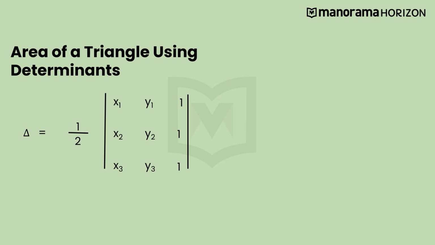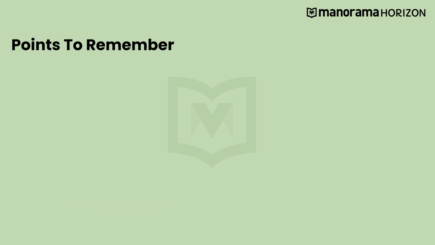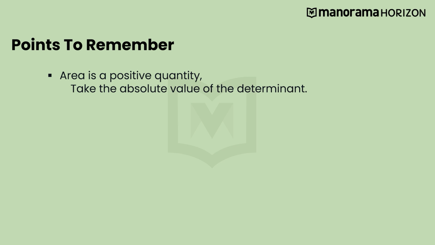Now expand the determinant along column 1 and we reach this expression, which is given by area is equal to half into x1 into (y2 minus y3) plus x2 into (y3 minus y1) plus x3 into (y1 minus y2). As we know, area is always a positive quantity. So take the absolute value of the determinant.